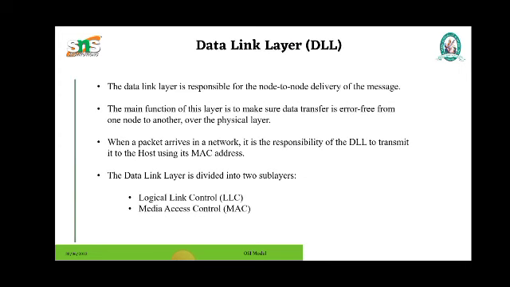Next one is the data link layer, shortly called DLL. The data link layer is responsible for node to node delivery of the message. The main function of this layer is to make sure data transfer is error free from one node to another over the physical layer. When a packet arrives in a network, it is the responsibility of the DLL to transmit it to the host using the MAC address. The data link layer is divided into two sublayers, logical link control and media access control.